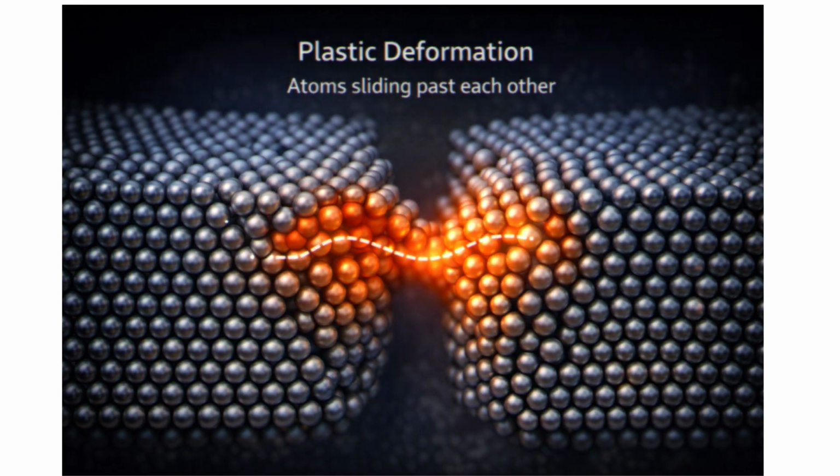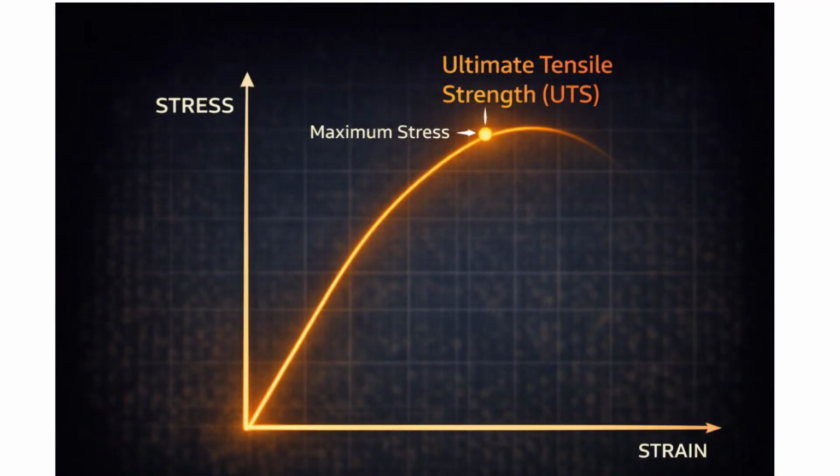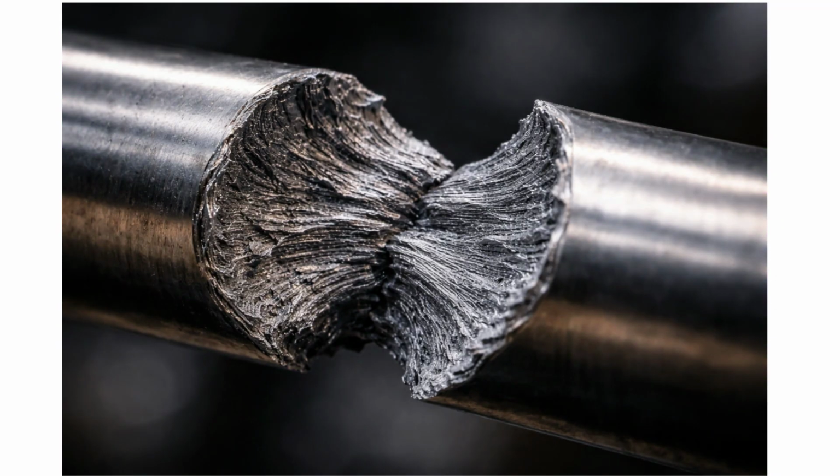Residual stress. The highest point on the curve is ultimate tensile strength. This is the maximum stress the material can withstand. Beyond UTS, necking accelerates and failure is unavoidable. Finally, fracture. The material breaks into two pieces.